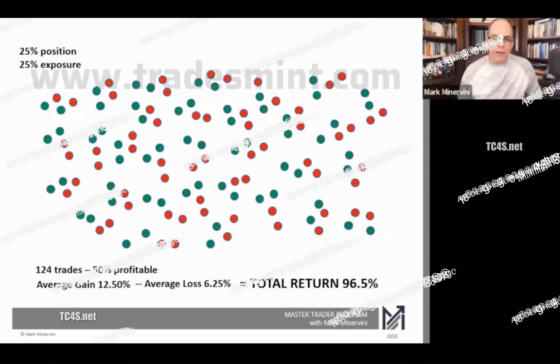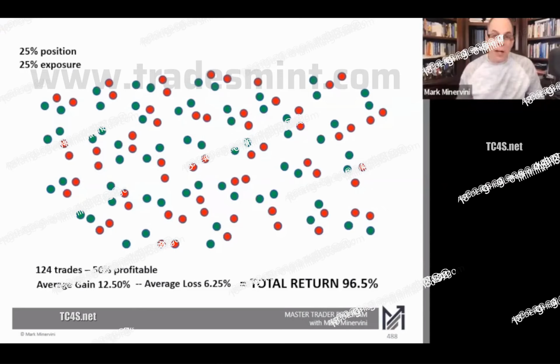So let's start off by just explaining what these dots are. All these little dots represent trades. The green ones are profitable trades, the red dots are losses. There's 124 of these dots, 124 trades. Half of them are gains, half of them are losses, which would mean you're 50% profitable. If we were to take your trades and plot them like this, it would be a batting average of 50%.